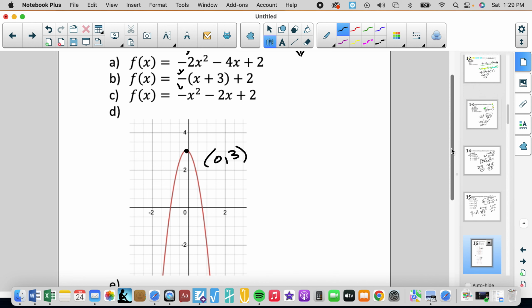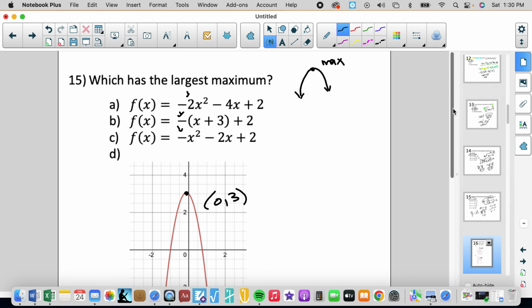So they kind of tie. This is in vertex form. So that's going to be negative 3 comma 2. That's a height. So these D and E are higher than this. So we know it's not going to be that one. And then here is in regular standard form. So I need to find the vertex.